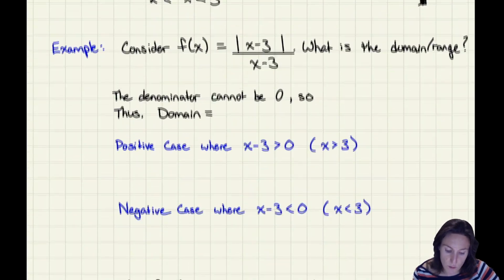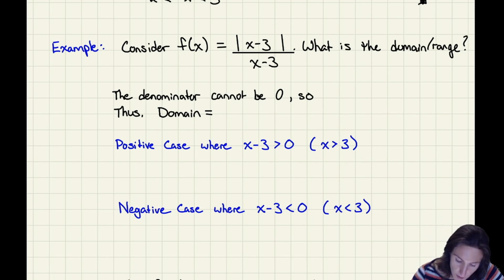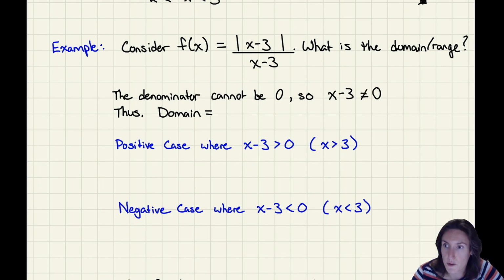Now, let's look at one more, to see what it looks like if we're dealing with other types of functions or other types of problems. So let's say that we have the function absolute value of x minus 3, divided by x minus 3. Let's talk about what our domain and range is. First of all, this is an absolute value function, but it's also a rational function. So our bottom cannot be equal to 0. So we know for sure that x minus 3 cannot be equal to 0.